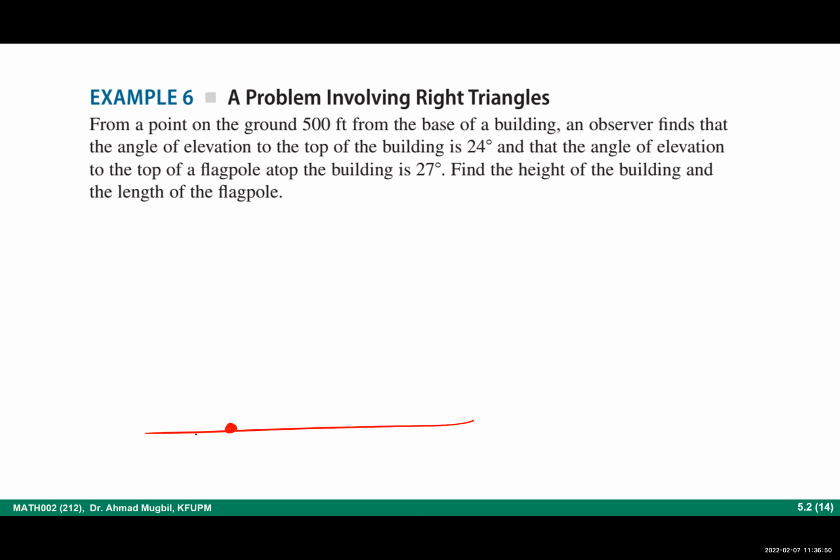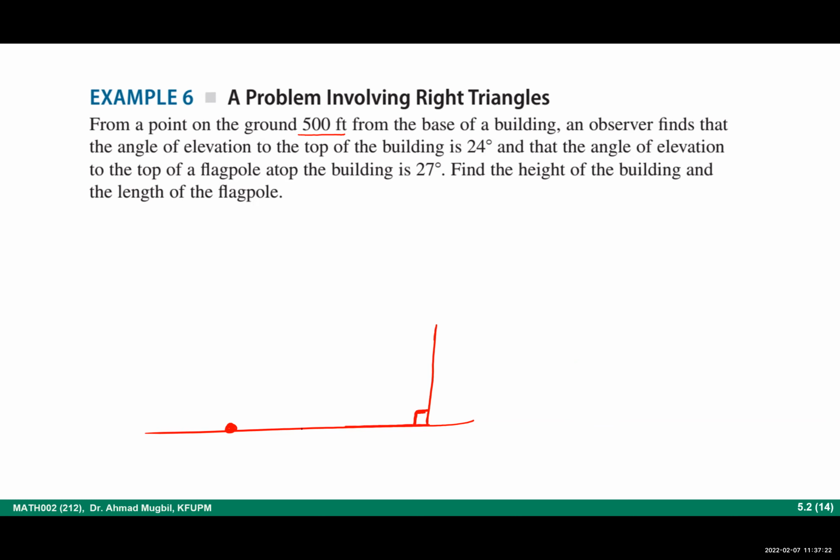500 feet from the base of a building. What is that? So we have a building, and the building is on the ground for sure. For us, the building is not necessarily drawn with windows and doors, it is a vertical line. This is a building, okay? So what is this 500? The distance between the point. From a point on the ground, 500 from the base. This is the base.